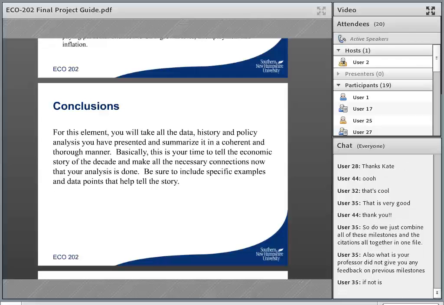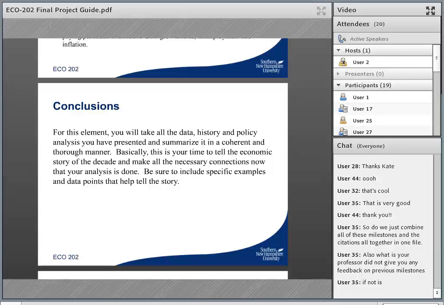So you should know at this point what the major stories were from a data perspective, from a historical perspective, and from a policy analysis perspective. And when I say historical, I mean historical in the things that had to do with or affected the economy, not just general historical. So if there was some event that happened, like 9/11, that had an impact on the economy, this is the time where you would bring that into your summary, something like that.